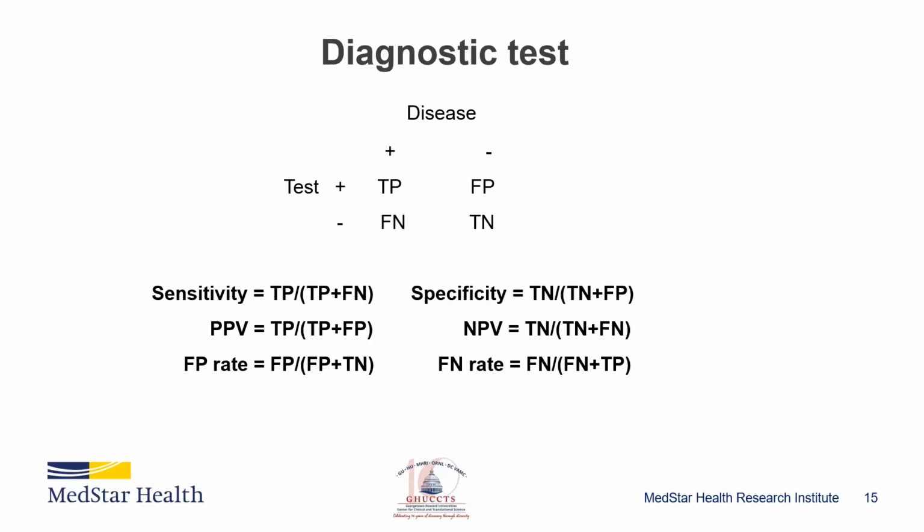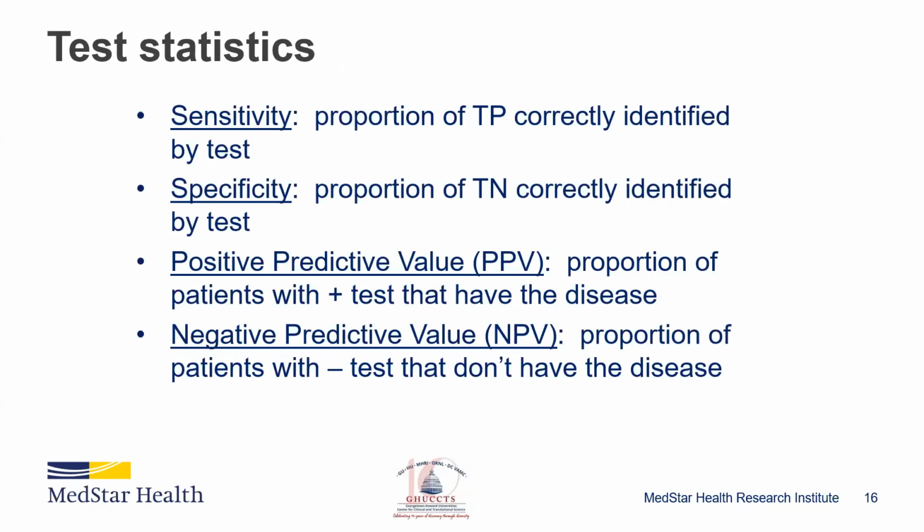So in words, the sensitivity is the proportion of true positives that are correctly identified by the test. And specificity is the proportion of true negatives that are correctly identified by the test. Our positive predictive value is the proportion of patients with a positive test that actually have the disease. And similarly, the negative predictive value is the proportion of patients with a negative test that don't have the disease.